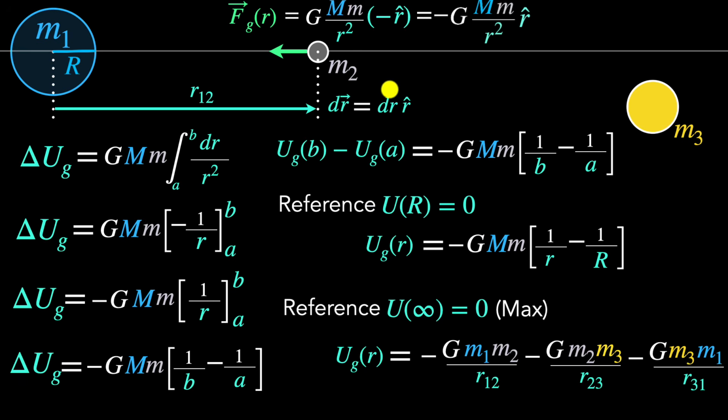So if there are more than two masses, you calculate the contribution of each pair and then add them up, which means we have found an expression for potential energy for n objects gravitationally interacting with each other. That's incredible if you ask me.